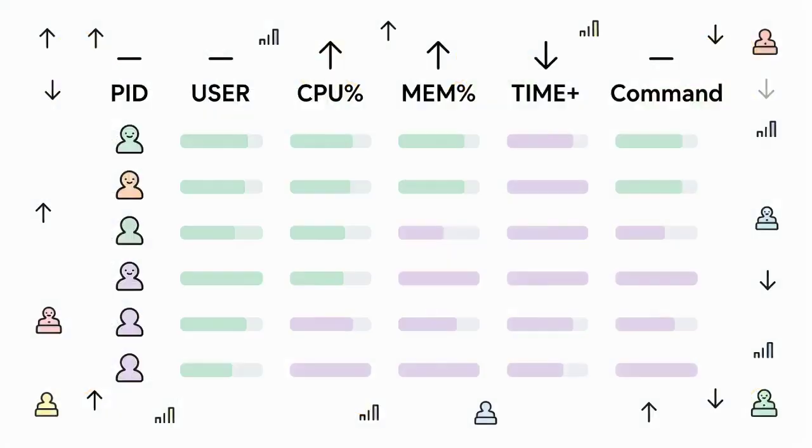Press F6 to sort by any column, CPU%, MEM%, TIME+, PID, or user. Each press rotates ascending and descending, letting you instantly surface the heaviest resource hogs or the longest running tasks.